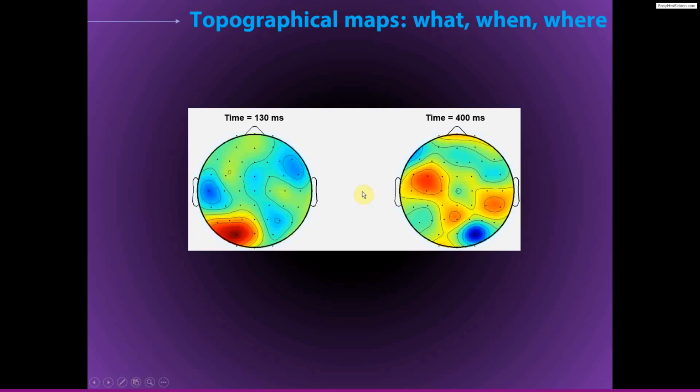So already these topographical maps are telling you a lot of very important and detailed information that you can use during pre-processing to check and make sure that the data are good and clean and consistent with what you should expect based on the design of your experiment.